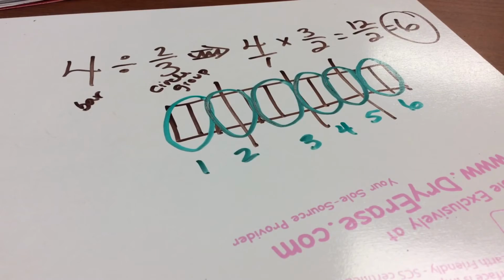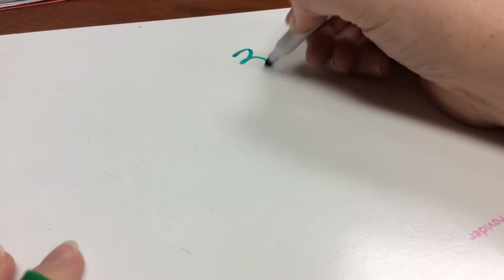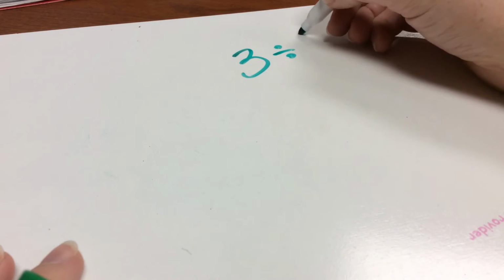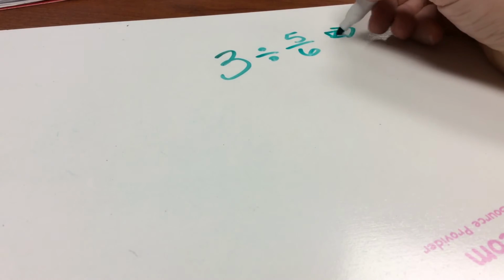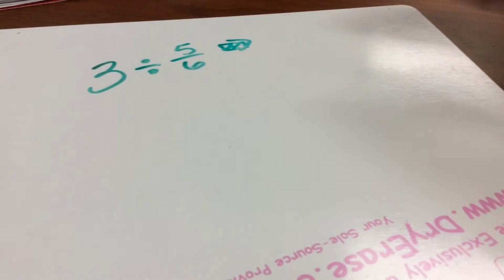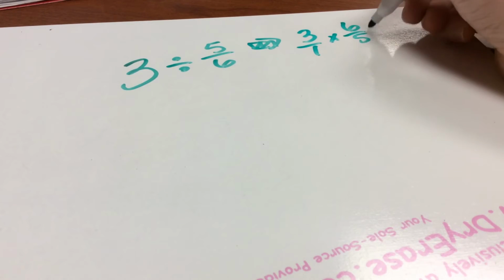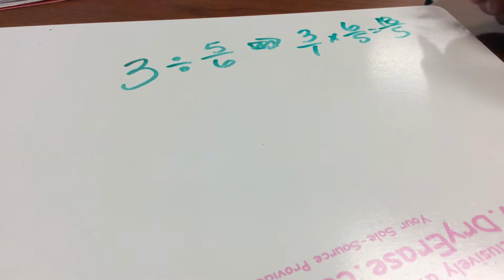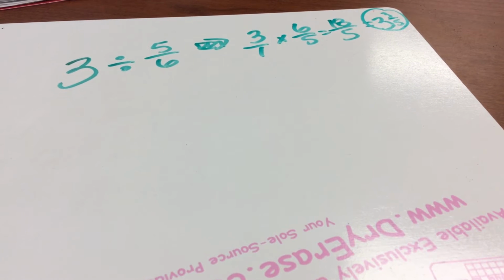Okay? Now, sometimes they're not always going to be that pretty. So let's look at one that's a little uglier. Let's try 3 divided by 5/6. What I like to do is solve it symbolically first. So 3 over 1 times 6 over 5, which is 18 over 5, which is equal to 3 3/5. Oh goodness, that's going to be a little crazy.